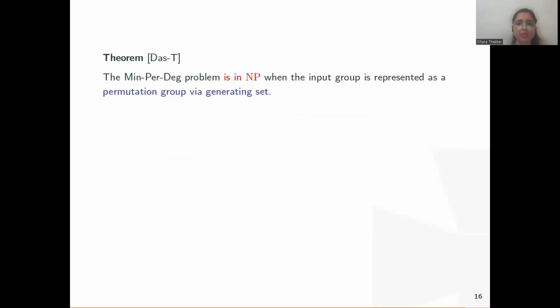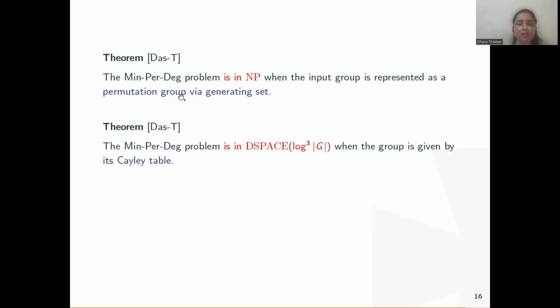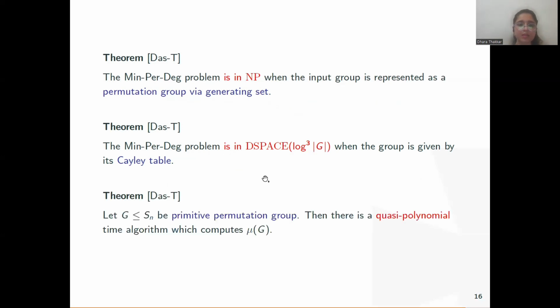Other than that, we have also shown that the decision version of the minimal permutation degree problem is in NP, even when the input group is represented as a permutation group by a generating set. Also, when the group is represented by its Cayley table, we have shown that the minimal permutation degree problem is in DSPACE(log^3 |G|). And when a permutation group G is a primitive permutation group, then we show that there is a quasi-polynomial time algorithm, quasi-polynomial in the degree of the group, which is n, that finds mu(G) when G is a primitive permutation group.